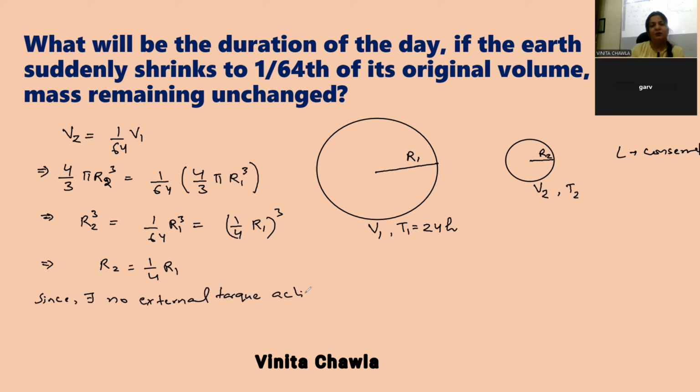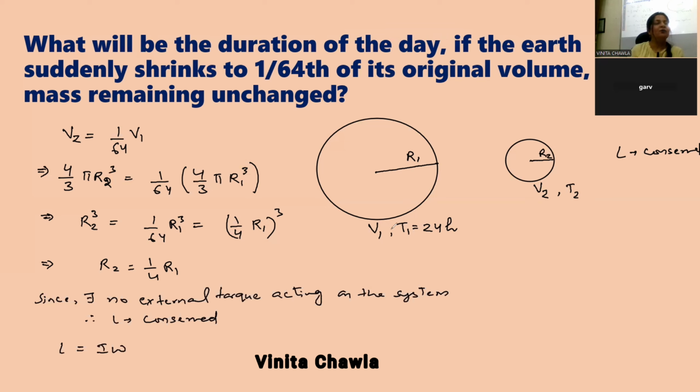Acting on the system. Therefore, angular momentum is conserved. Okay? Now what will we do? How do we find angular momentum? Angular momentum is I omega.